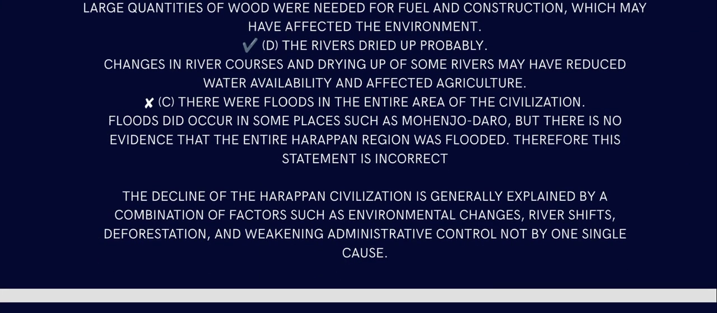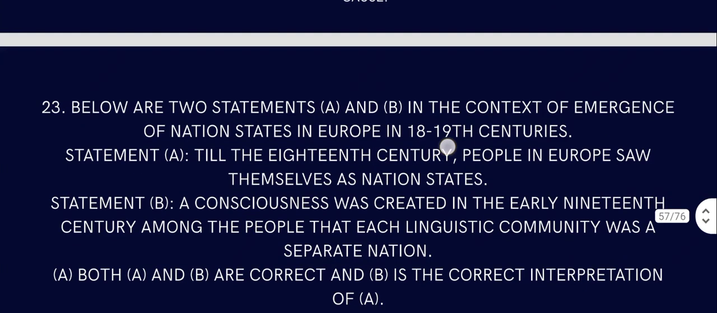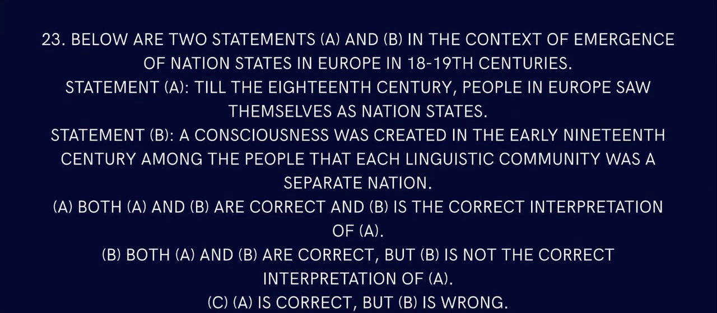The decline of Harappan civilization is generally explained by a combination of factors such as environmental changes, river shift, deforestation, and weakening administrative control, not by one single cause. So the only wrong answer is to give a single cause. But we don't know the exact answer. How did Harappan civilization decline?